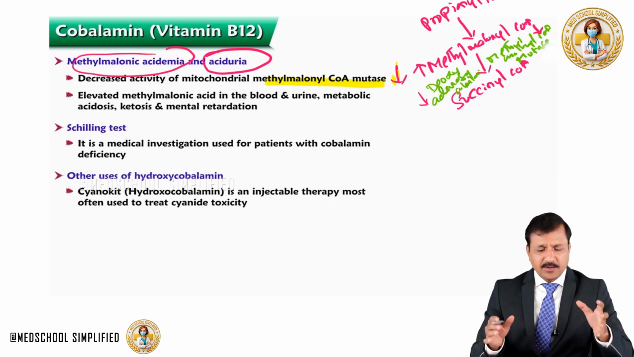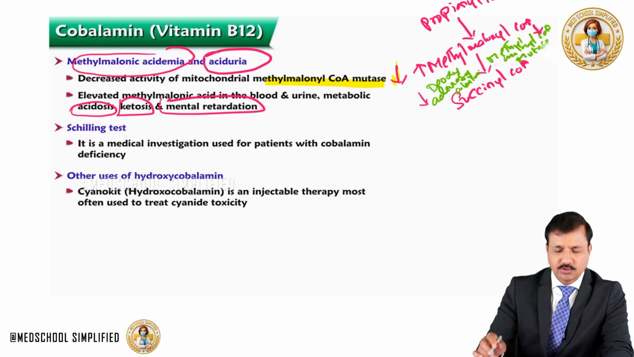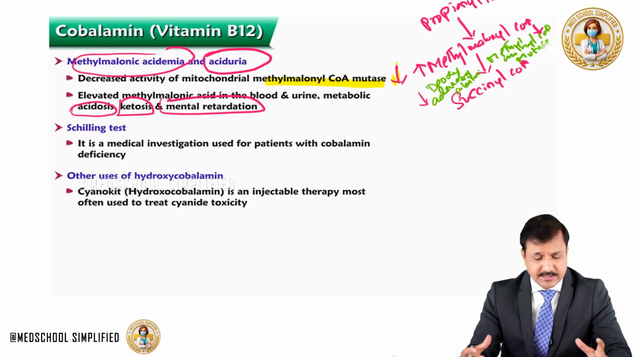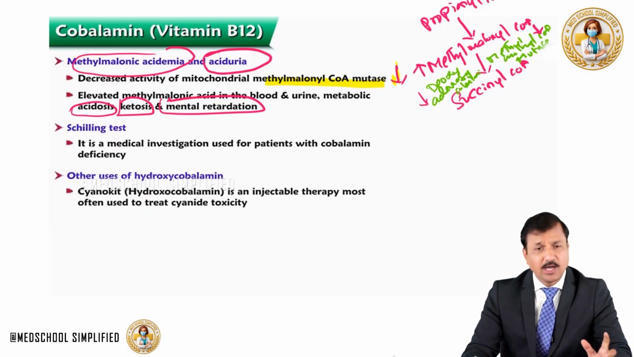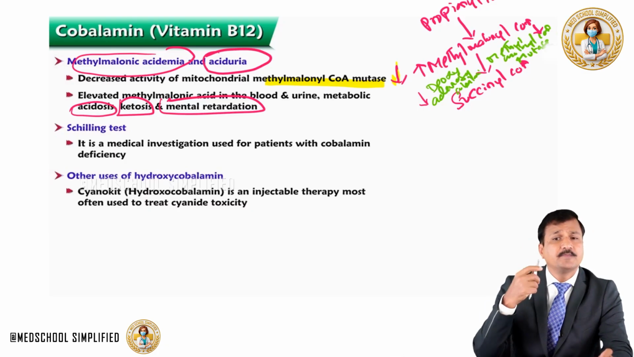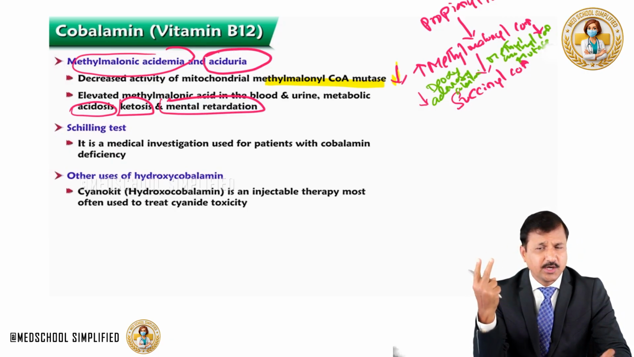So with methylmalonic acid in the blood and urine, patient will show metabolic acidosis, ketoacidosis, and also it can lead to mental retardation. So all these signs you can see in cobalamin deficiency also. So in cobalamin deficiency, patient will show megaloblastic anemia, neurological signs because of subacute combined degeneration of the spinal cord, and also patient will show accumulation of methylmalonic acid in the blood and in the urine, methylmalonic acidemia, methylmalonic aciduria.